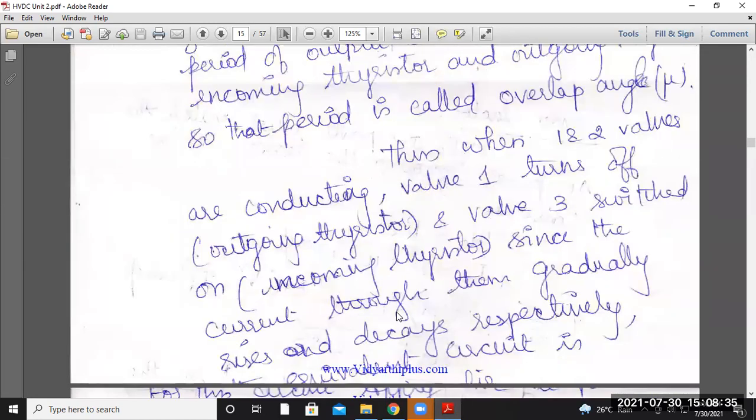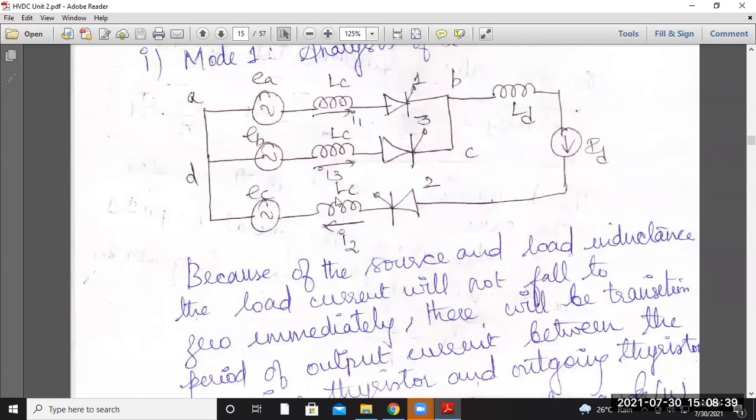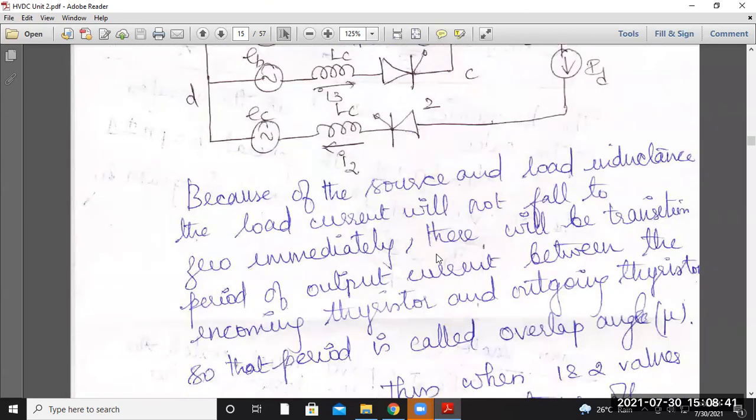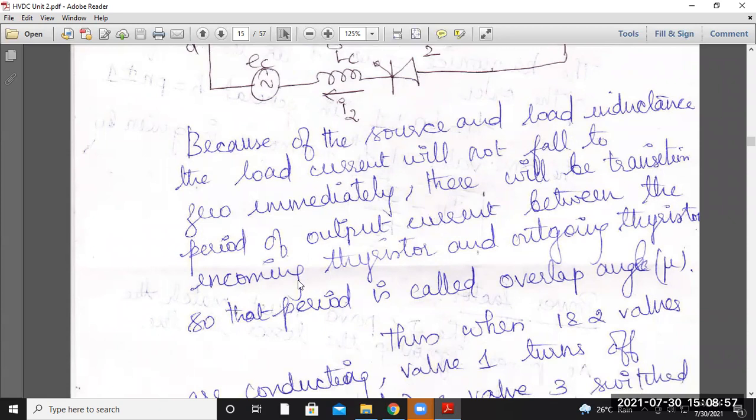Now you can say this is the theoretical explanation given according to this circuit diagram. So let us concentrate on the theoretical concept, that is what is written. Because the source and load are inductive, the load current will not fall to zero immediately. There will be a transient period of output current between the incoming thyristor and outgoing thyristor. So that period is called overlapping.